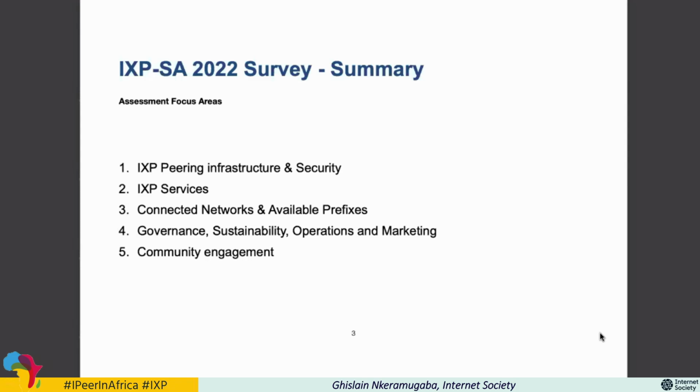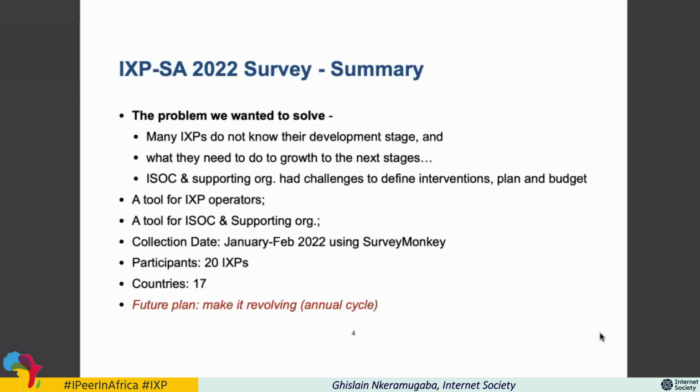There are 5 important aspects that are considered. They're all the objective of review. First of all, it's the infrastructure and security. The second one is looking at the services offered. The third point is how many networks are connected. The fourth point is looking at governance. Has the IXP got the means to be sustainable financially? And the fifth point is the community, the role it plays, how engaged it is in its community.